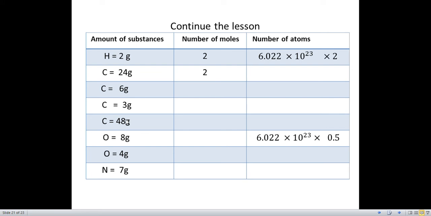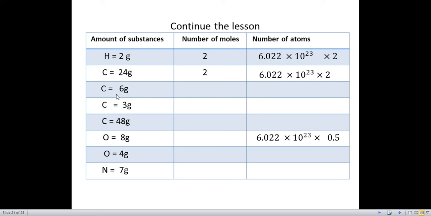Now if we take hydrogen 2 grams, the number of moles is 2. The number of atoms is 6.022 × 10^23 times 2. Carbon mass number is 12. Here I have taken 24 grams, so the number of moles is 2. How do you calculate the number of atoms? Now look at this: 6.022 × 10^23 times 2.